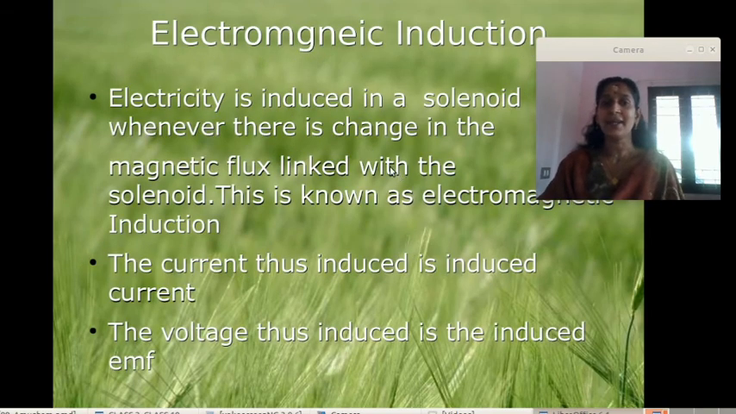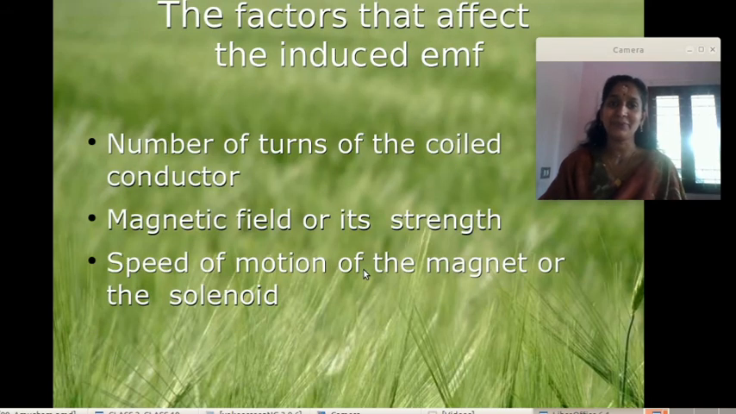What is electromagnetic induction? Due to electromagnetic induction, current is induced in a solenoid whenever there is a change in the magnetic flux linked with the solenoid. This phenomenon is known as electromagnetic induction. The current thus induced is induced current. The voltage thus induced is induced EMF.